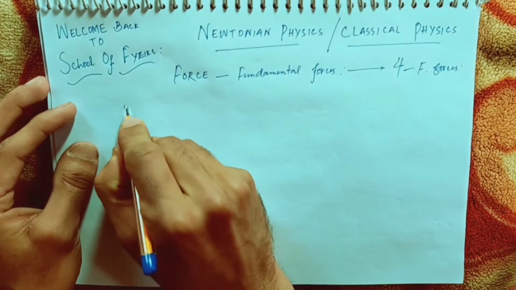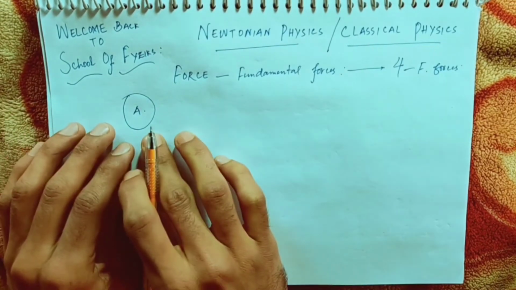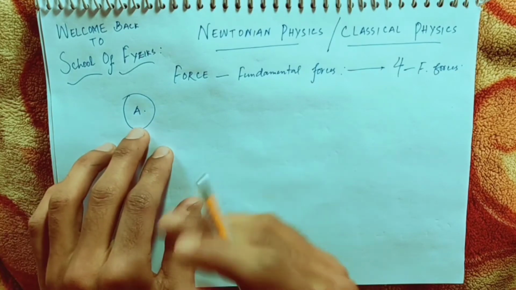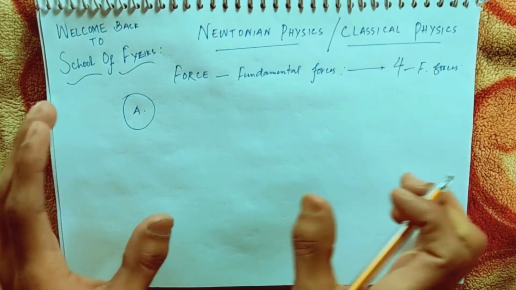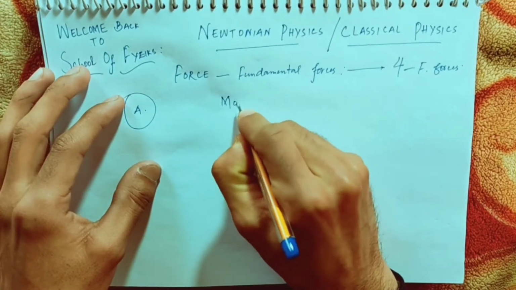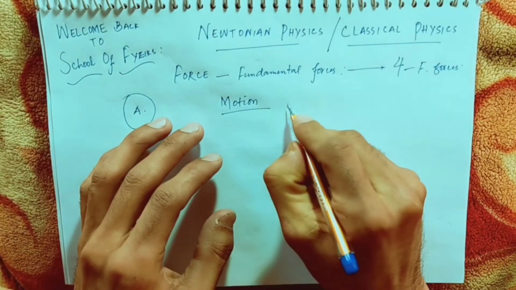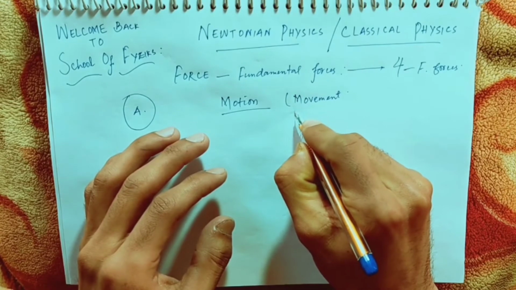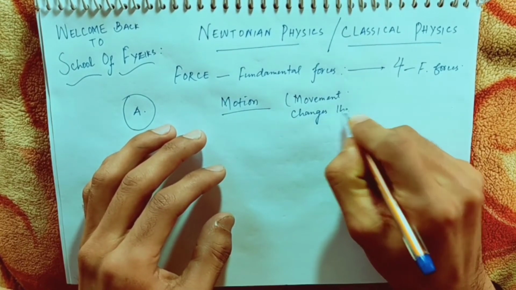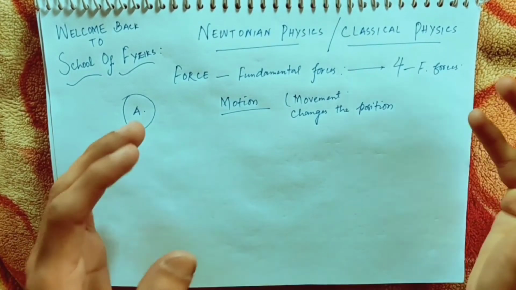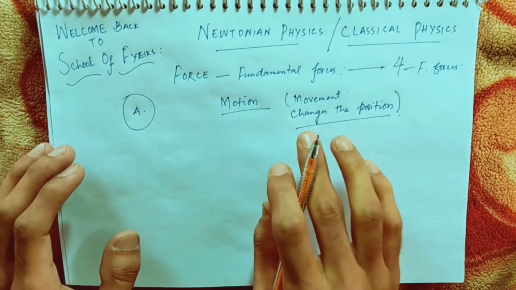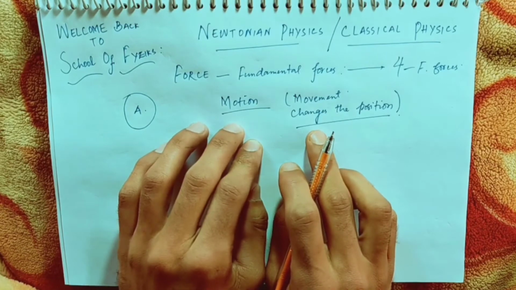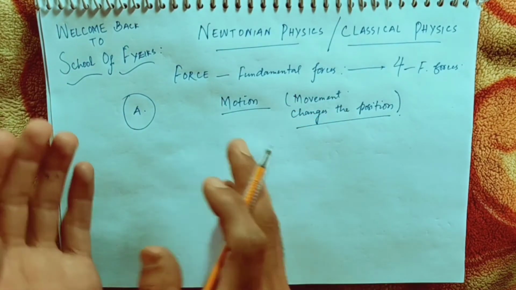Now, to keep anything, say for example a body A, in motion, we know we need a force, because force is that very agent which causes any body to move. For just understanding, we have motion. Motion means the moving of bodies, the body which changes its position with respect to time. Any body which changes its position with respect to time is said to be in motion, and the working agent behind that very motion is the force.